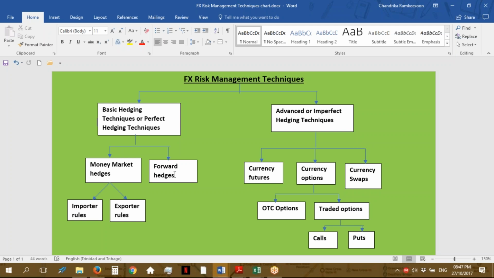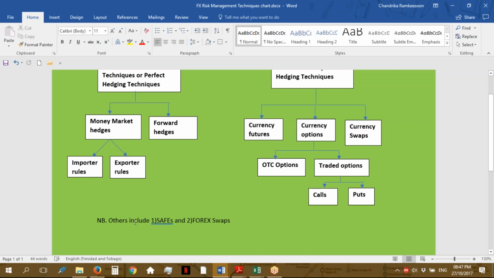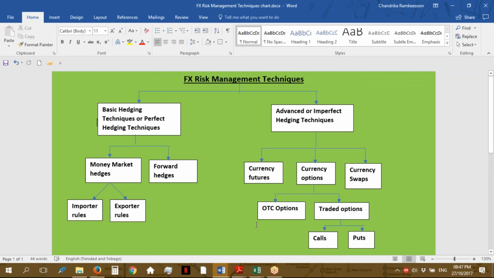Advanced or imperfect hedging techniques: currency futures, currency options, currency swaps. There are two types of currency options: over-the-counter traded options, calls and puts. And then we have, because it was a little difficult for me to fit it in here, two others, SAFEs and forex swaps. We look at those as we go on.